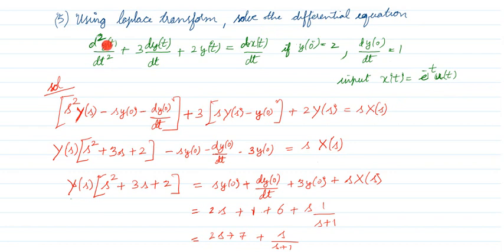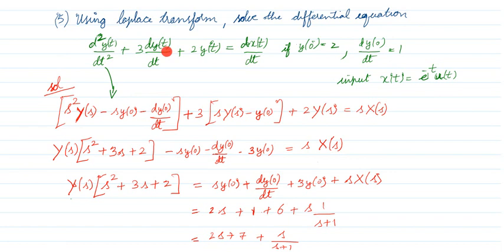So two-time differentiation means s square y of s minus s into initial condition minus dy naught by dt, another initial condition. We have seen the property already in the previous lecture 15, Laplace transform property. This d square y by dt square can be written like this. Since the initial conditions are given, I cannot ignore these terms because y naught is given, dy naught by dt is also given. If the initial condition is 0, I can ignore these terms. Initial condition is not 0, so this term is this.